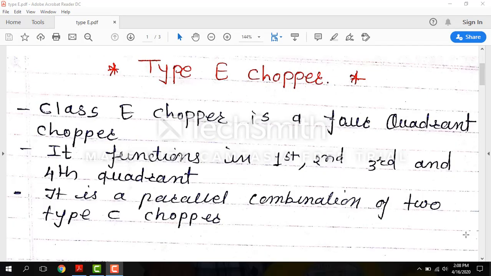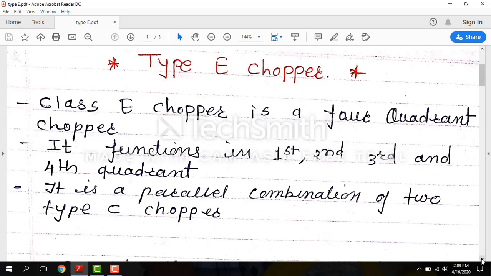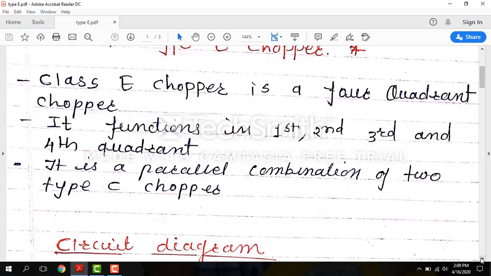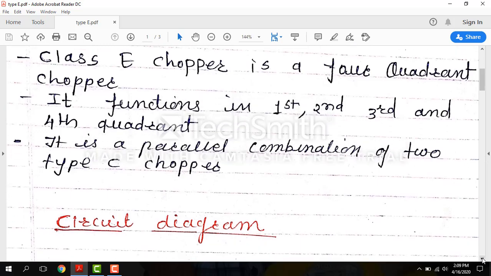Today we will discuss a type E chopper. Class E chopper is a 4-quadrant chopper. That means it functions in all 4 quadrants, that is first, second, third and fourth quadrant. It is a parallel combination of 2 type C choppers. We have already seen what a C chopper is.